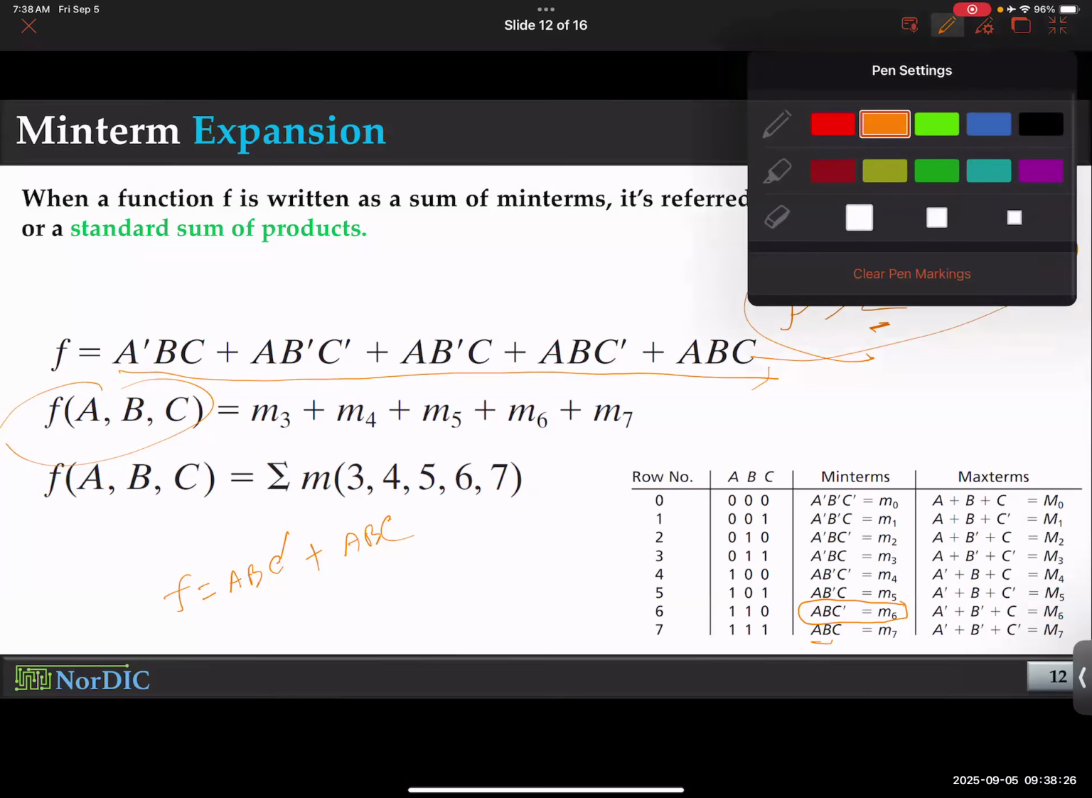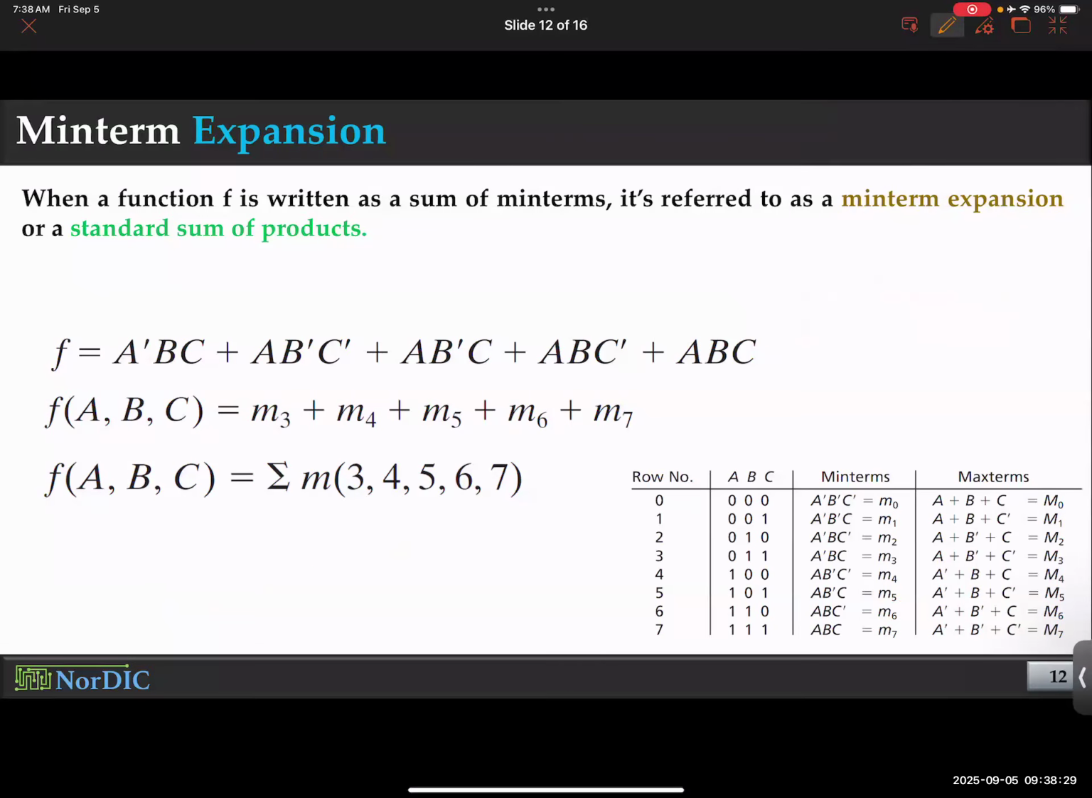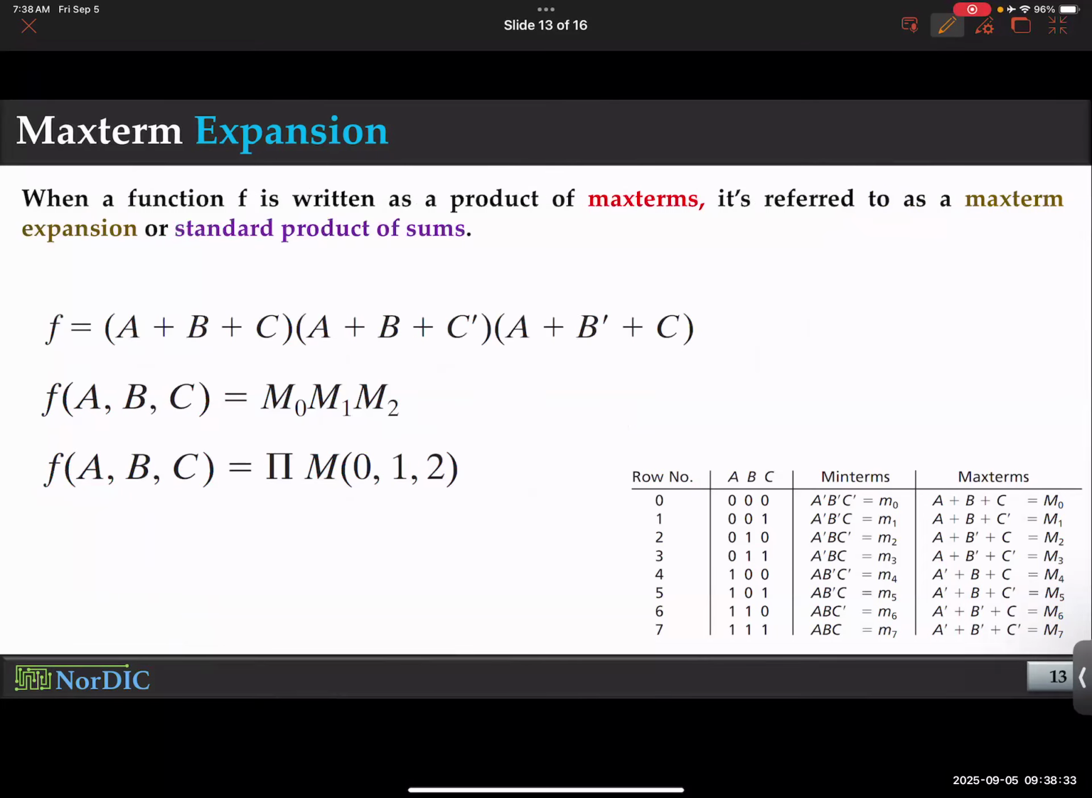And I'm coming to the point of whether or not it's just for 3 variables. Okay, the short answer is no. It can be extended to any number of variables. We'll do it right after this slide, literally.